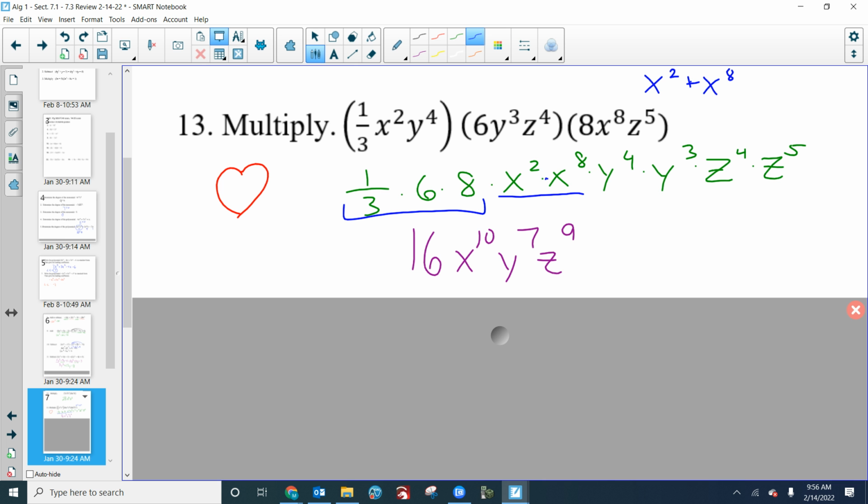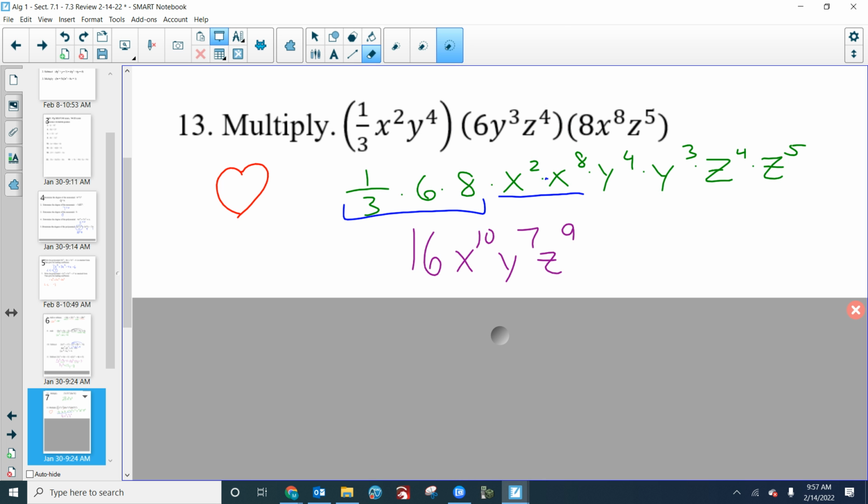All eyes up here. I'm changing the problem. Are you ready? Do not confuse this with when we did stuff like that. Here there's addition between them. Okay? These are not like terms. This would be simplest form if there's addition between the parentheses.